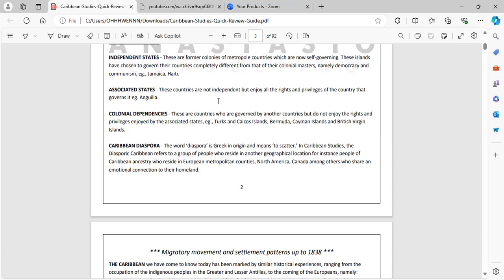Moving on to colonial dependencies, these are countries that are still not independent. They are governed by other countries, so they don't have rights. They are still under the colonial system, the Babylon system. And you can write this in the exam just to get extra marks. So Turks and Caicos, still under the Babylon system. I'm not sure about Bermuda, but Cayman Islands still under. Bermuda still under, British Virgin Islands still under there. They have to look up to the UK. The UK governs them also.